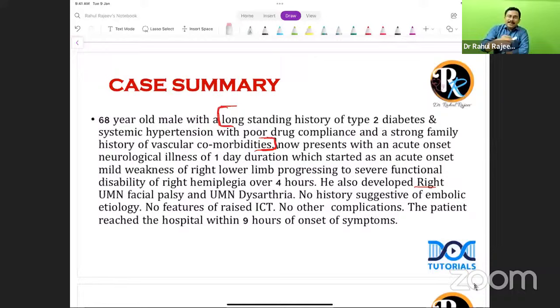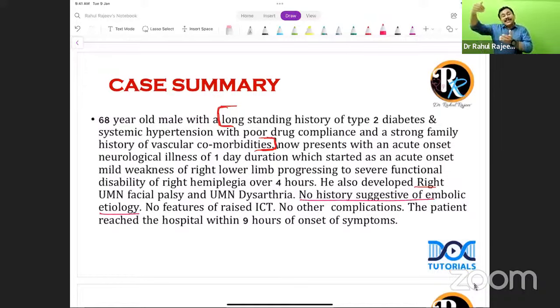Okay, so here also, don't tell all the negative history in the case summary, but only the relevant ones. Don't you think the history suggestive of a cardioembolic cause is important to mention? There is no embolic etiology. Why am I saying there is no embolic etiology? I did not get any chest pain, palpitations, nothing like that. So there is no history suggestive of embolic. I am just telling you no history suggestive of embolic. Maybe when I examine, I may get a murmur, or when I look at the pulse of the patient, there may be atrial fibrillation. But from the history, there is no embolic etiology.